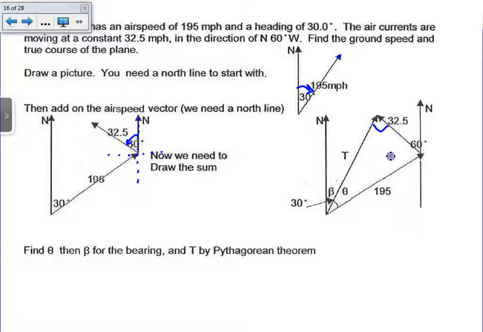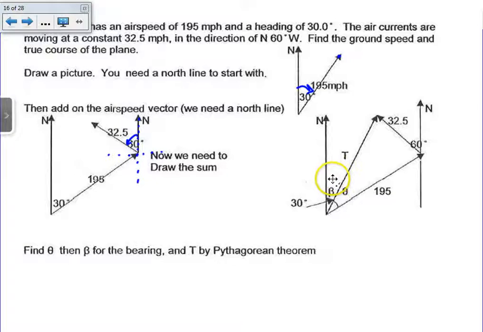The first thing we need to do is find theta, and we can do that pretty easily by using, let's see, this is opposite and hypotenuse, so we can use a sine function this time. Oh, no we can't. Silly me. Back up. I did not draw this right.